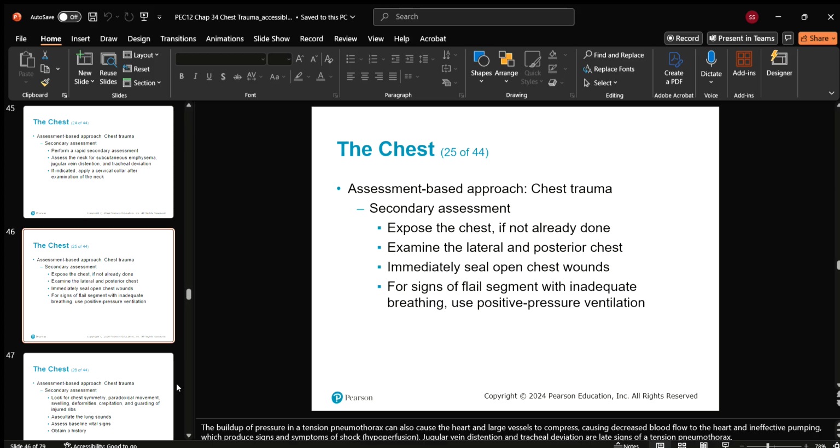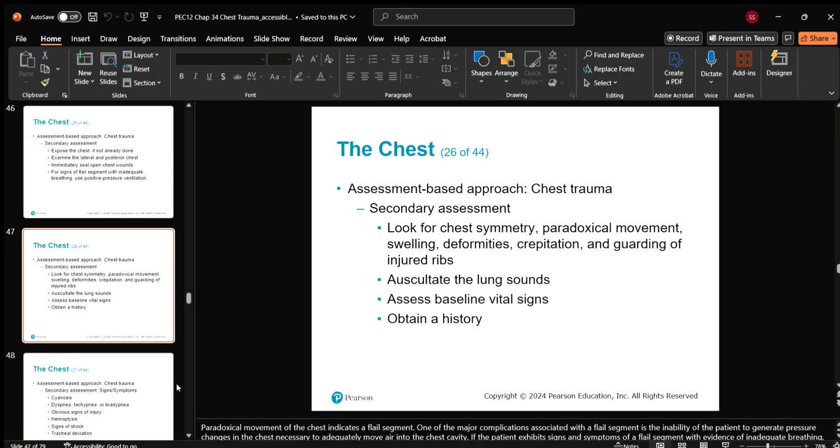If you haven't already done so, expose the chest. That should be one of the first things you're going to do. You're going to look at the entirety of the thoracic cavity, that is the front and back, the posterior and anterior. You have to look at both. Any type of open wounds need to be sealed with an occlusive dressing. My rule of thumb, anything above the belly button gets an automatic occlusive dressing. Anything above the belly button. So we know that the diaphragm is what divides our thoracic cavity from our abdominal cavity. And the belly button is just further down than where our, I just said it, diaphragm should be.